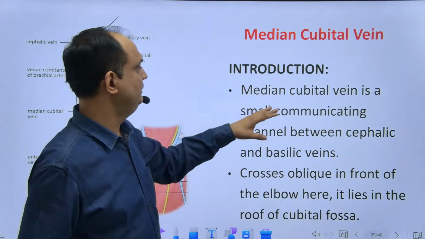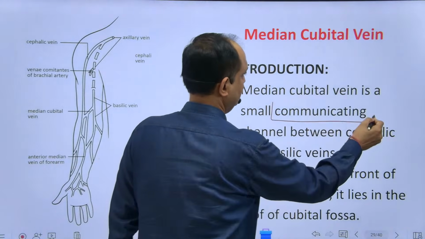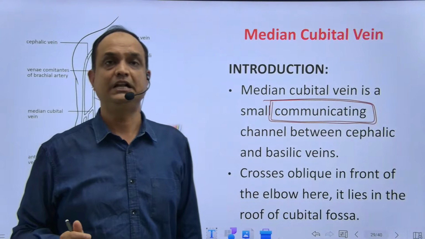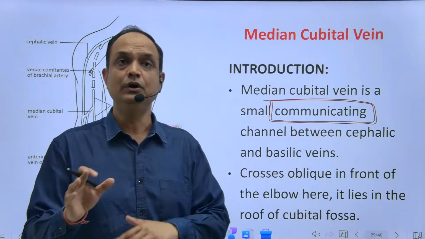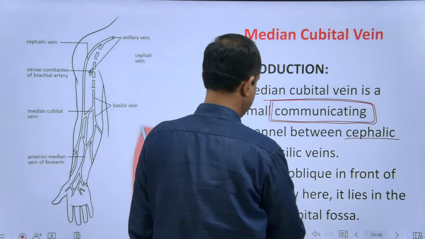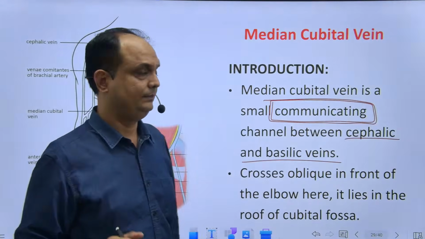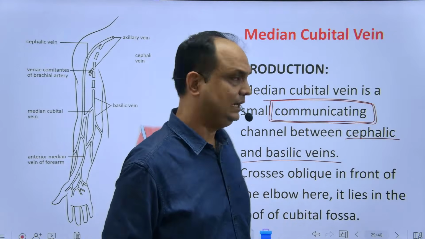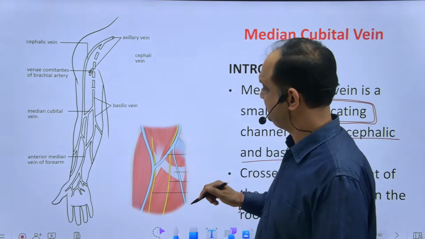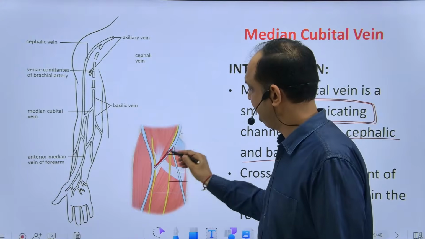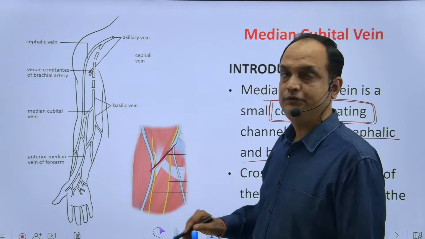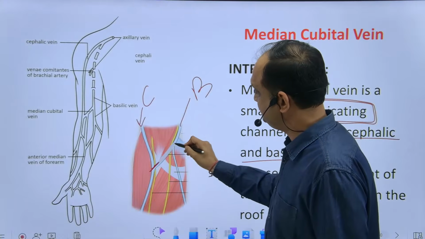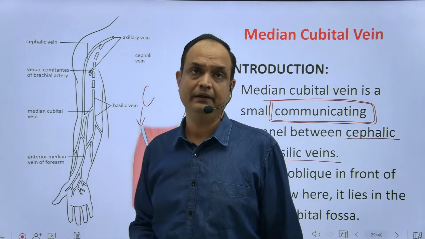So median cubital vein is a small communicating channel. I just told you why it is a communicating channel, because it is transferring the blood from cephalic to basilic, and it crosses obliquely in front of the elbow joint. Here it lies in the cubital fossa. So here in this diagram you can see this is the oblique vein. So what is the direction? From cephalic to basilic. So it has to be cephalic, it has to be basilic, and this should be the direction of this vein. Clear?